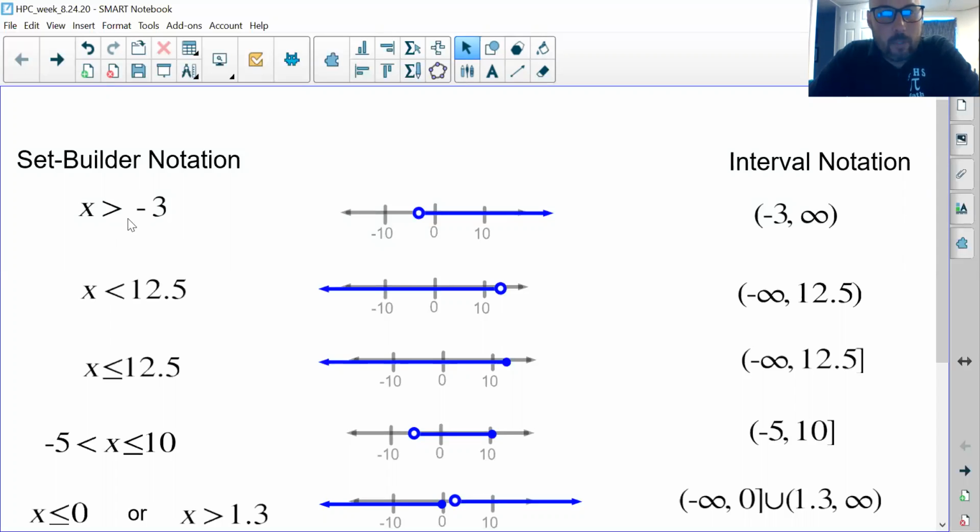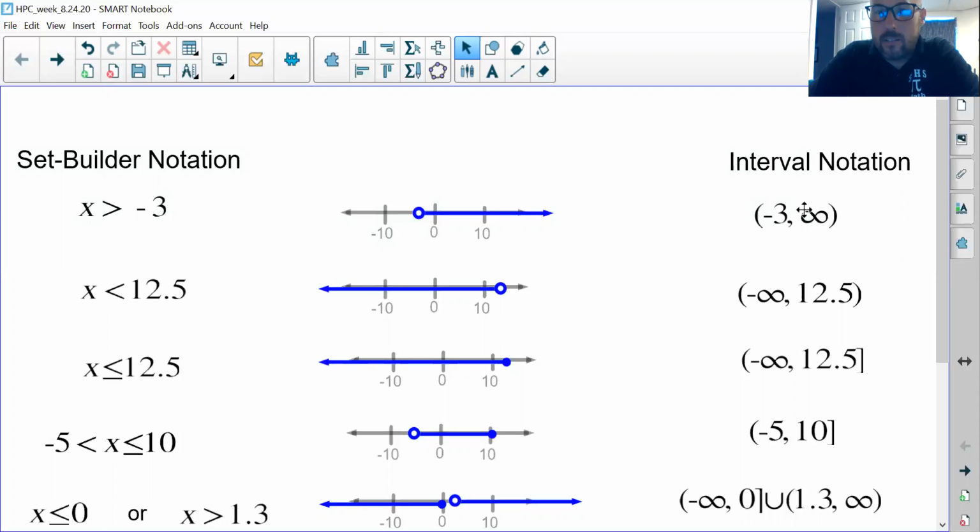This is called set builder notation, which we're all pretty comfortable with. And this is saying that x is greater than -3. So any number greater than -3. And here's what it looks like on the number line. Every number in the blue is a number that is greater than -3. Notice that it does not include -3 as an open circle.